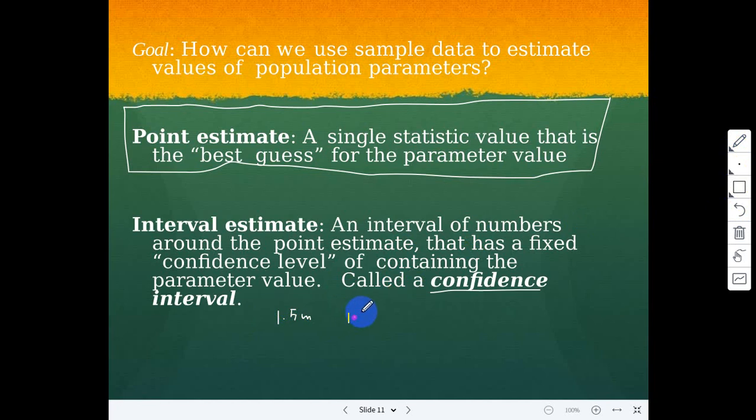1.6 meter. So this is the interval estimate. So now what is meant by confidence interval? How much confidence do you have on this? Confidence interval means how much confidence you have on your data.